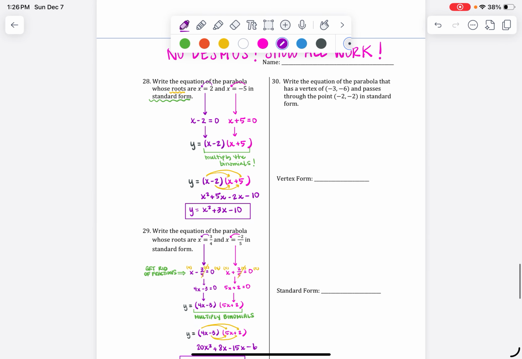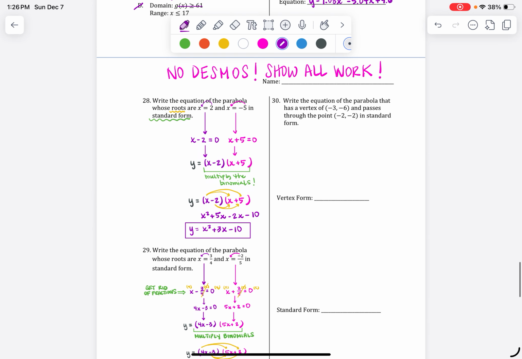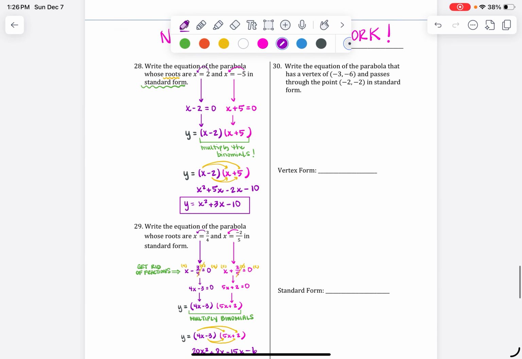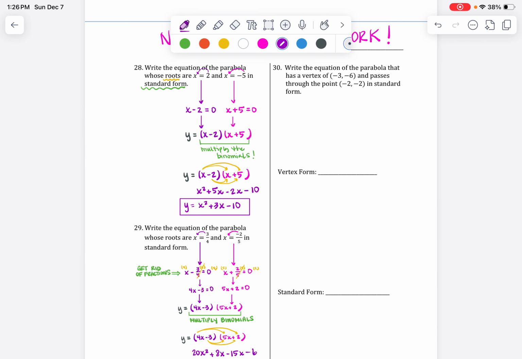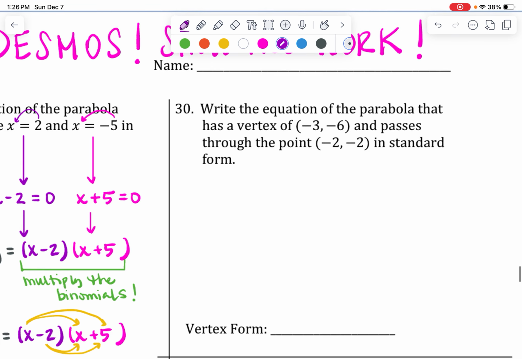Last one. All right, so number 30. This is kind of a long one because it wants you to write it in vertex form and in standard form. All right, so I'm going to run through this really quick. So basically, this question right here is day 5. So we've got our h, k, we've got our x, y.